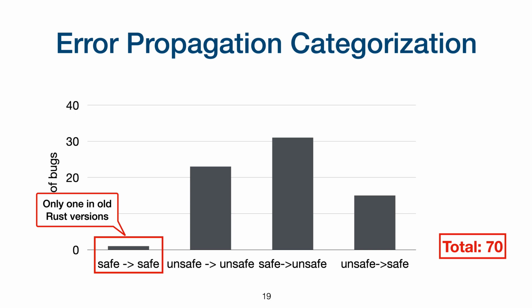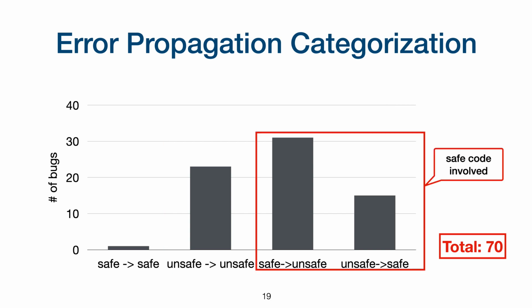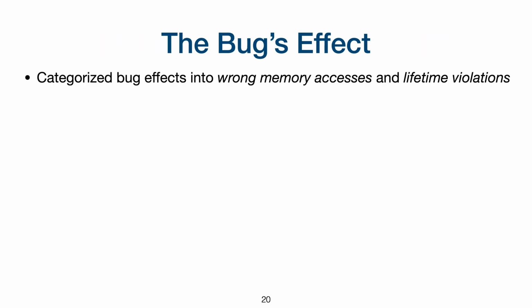The bug only happened in a very old Rust version. All the other bugs involve unsafe code in their error propagation chain. Surprisingly, many memory bugs also involve safe code. Thus, future memory detection tools cannot just focus on unsafe code. They should also inspect the related safe code.